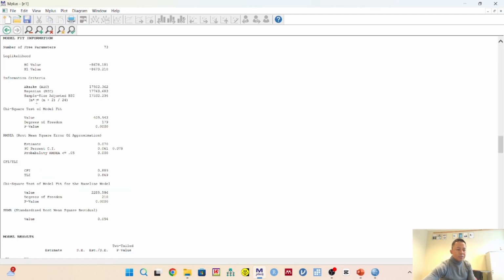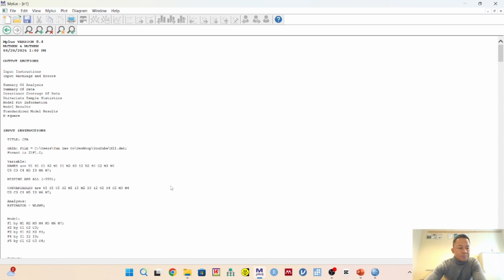Yeah, modification. Let me check it out. CFI is 0.889. The TLI value is a little bit lower than the recommended fit index values. RMSEA is a little bit higher, 0.07, but it is acceptable. SRMR is acceptable, less than 0.08. But now we want to check which item has the problems.